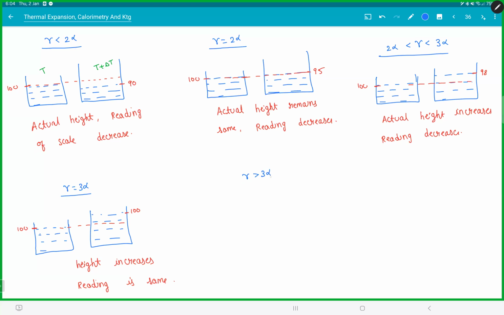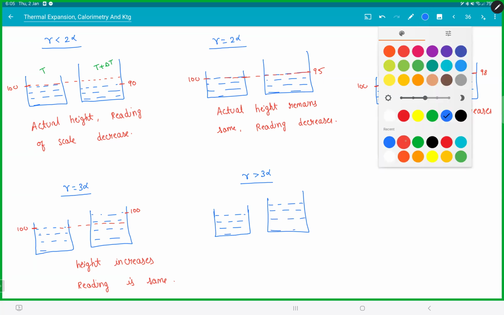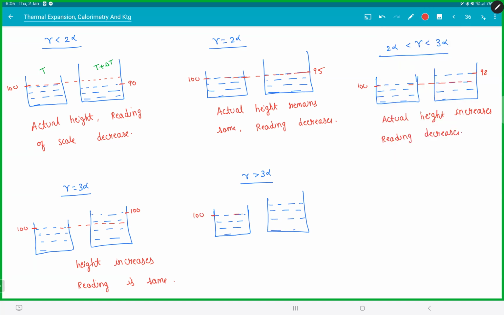If gamma is greater than 3 alpha, the initial is at 100, maybe they should show 105. Their height and the reading both will increase. There, these are the 5 cases you can get. Please have a look at these pictures. I think this will give you a better clarity on what we mean by gamma less than 2 alpha, greater than 3 alpha, and all those things.